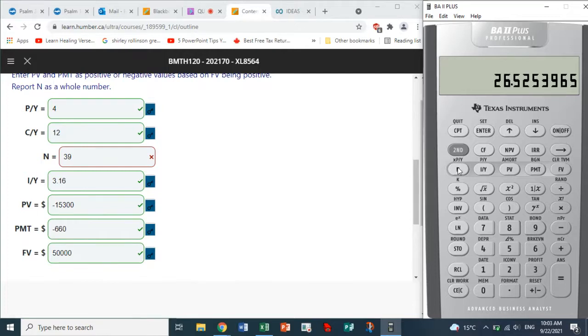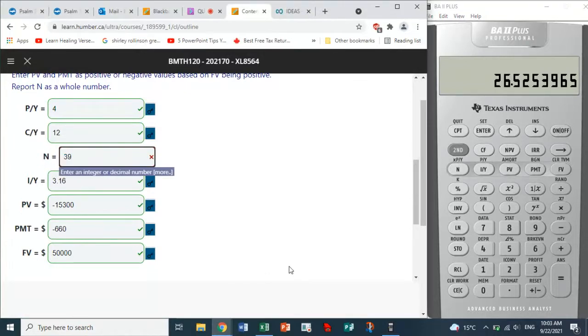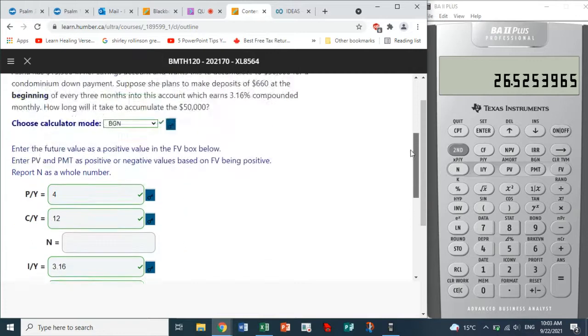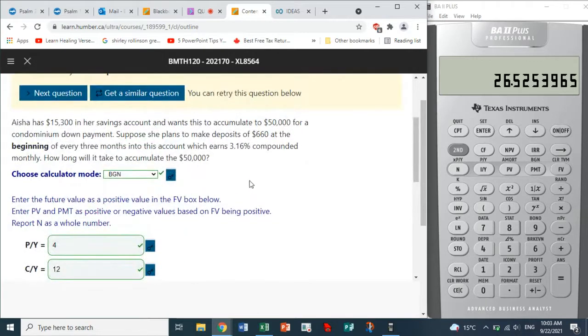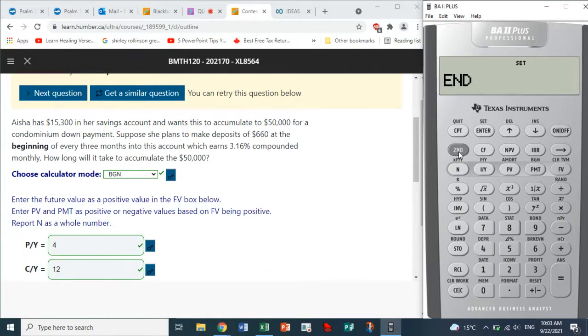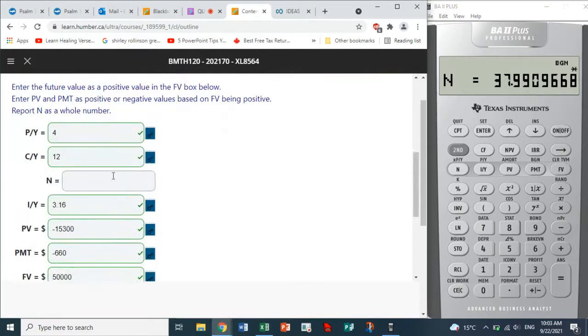Second N. Sorry, my calculator. Sorry, this thing should be in begin mode. All right, so let's go second payment, PMT second, enter. Now we're in begin mode, so we get out of there. Now we compute the N value. N value is actually 37.99. Okay, so this value should be 38.